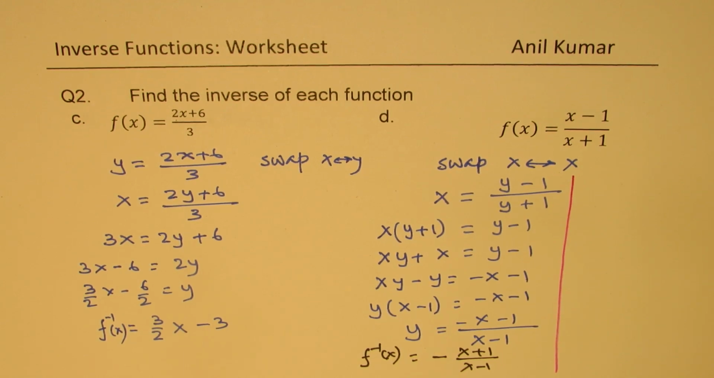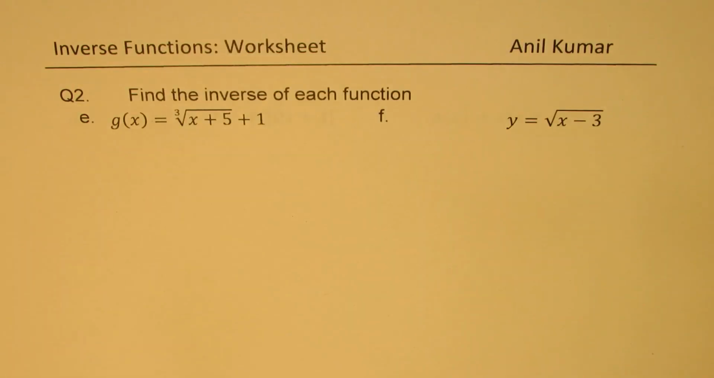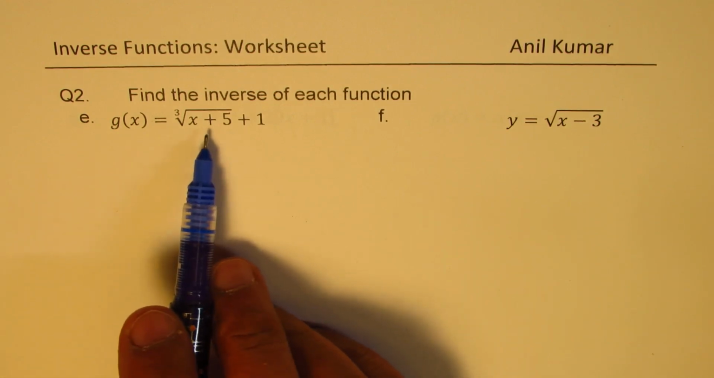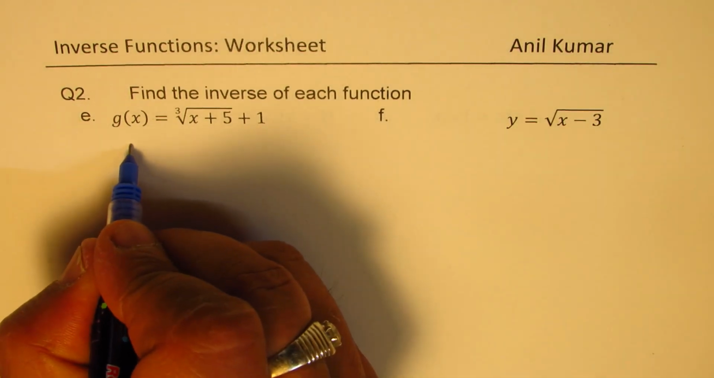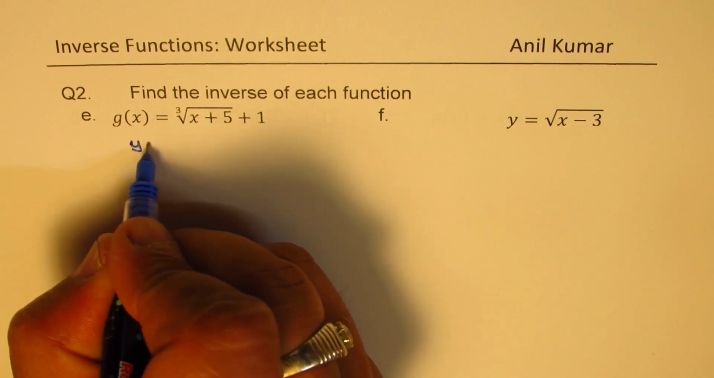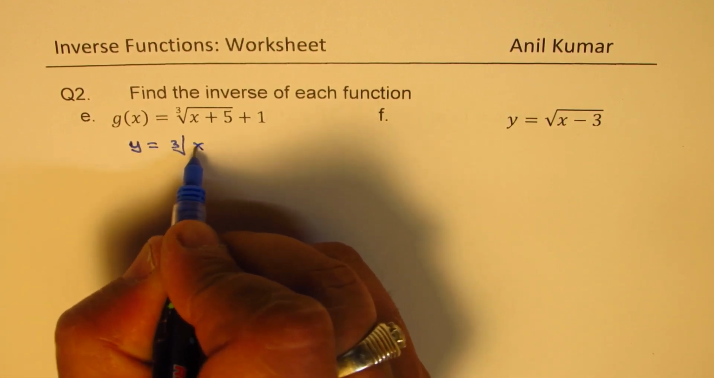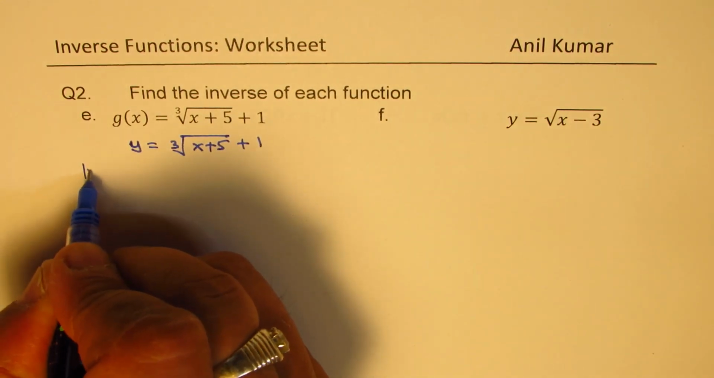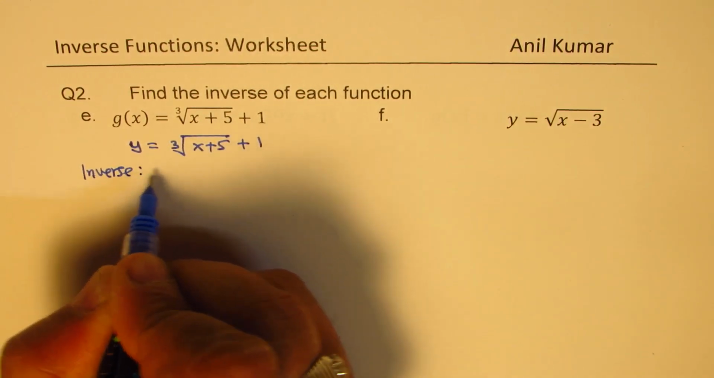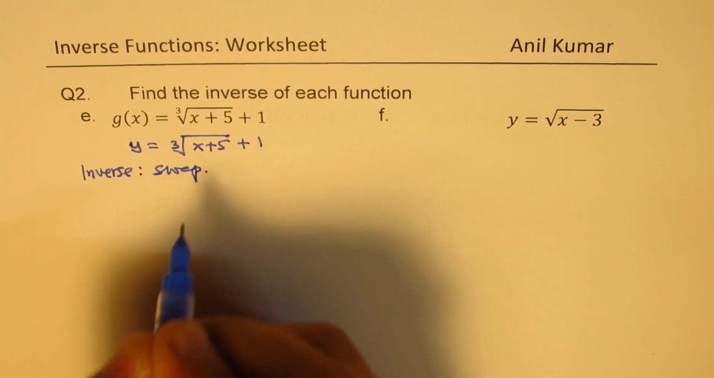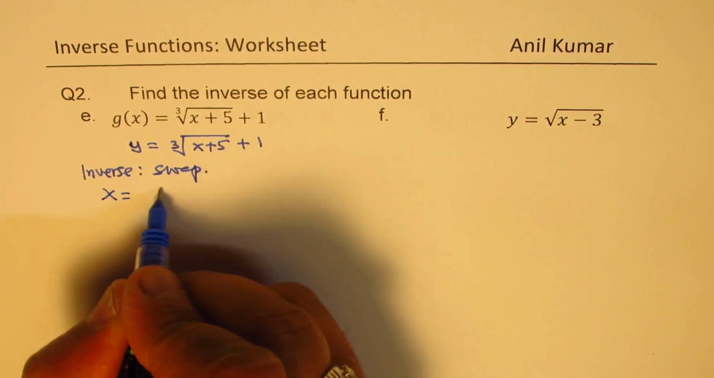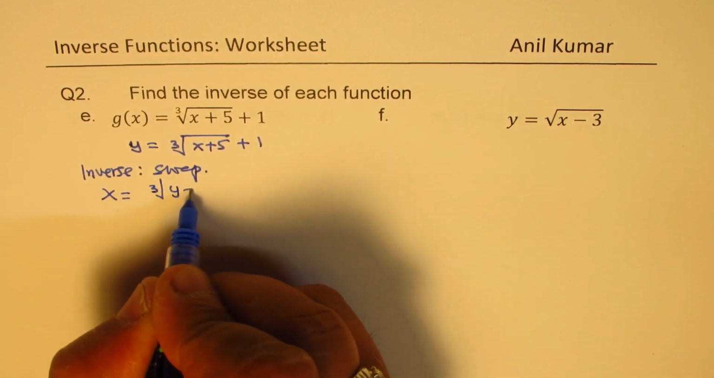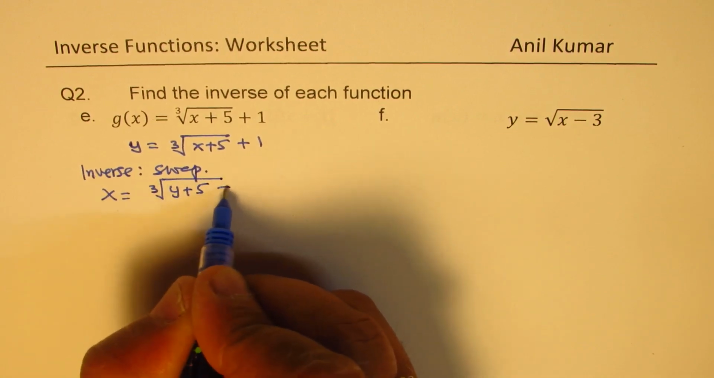So let's move on and take the next part of question number 2. This time we have a cube root function. So let's write the function as y equals the cube root of x plus 5, plus 1. Now to find the inverse, we'll swap. So we get x equals the cube root of y plus 5, plus 1.